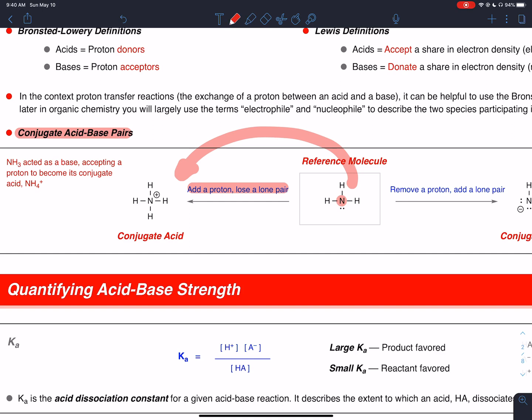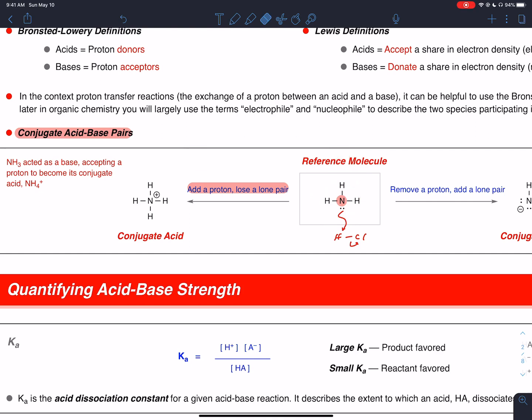This is to say, to become its conjugate acid, NH3 had to act as a base, meaning if we had hydrochloric acid, NH3 would share its lone pair with the proton, bonding to the proton, or hydrogen atom, to become the conjugate acid. So if we're looking at something's conjugate acid, we are saying this molecule has acted as a base to become its conjugate acid species. It has added a proton and we've lost a lone pair.